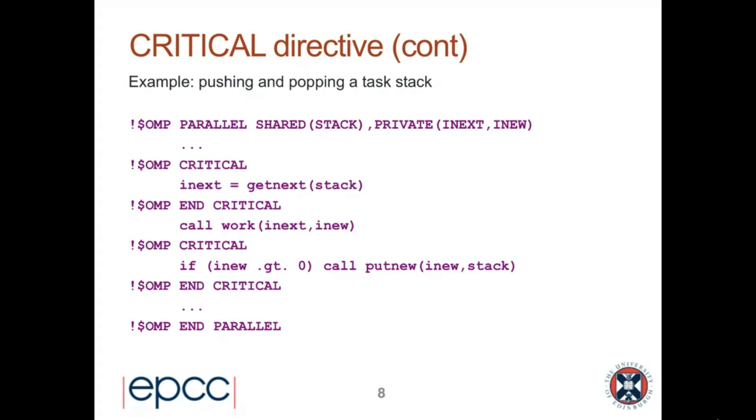So I want to be able to make sure that only one thread at a time accesses the stack. And I can do it like this with these critical regions. The way that critical works is that the rule is that if a thread is in one critical region, then no other thread can be in any critical region. So this does indeed do what I want. If one thread, for example, is inside the first critical region executing get next, then I'm guaranteed that not only can no other thread be in that critical region, but also that no thread can be in the second critical region executing put new at the same time either. So critical regions form this method of mutual exclusion for threads. Only one thread at a time can be in any of these critical regions.